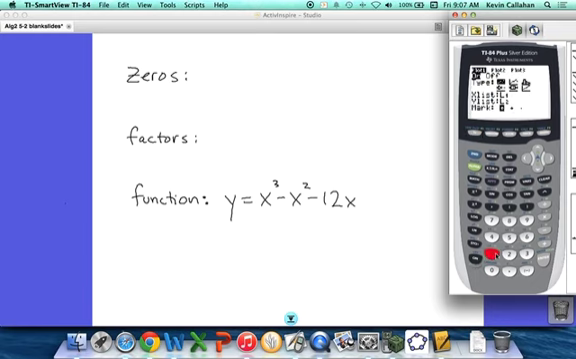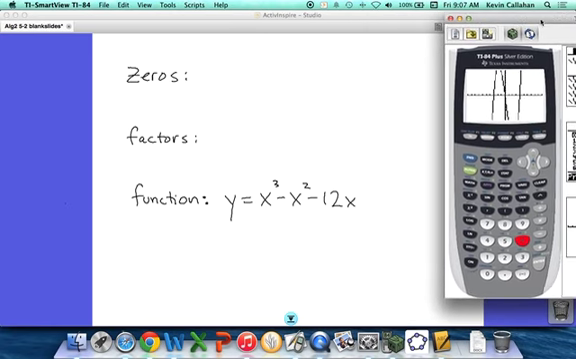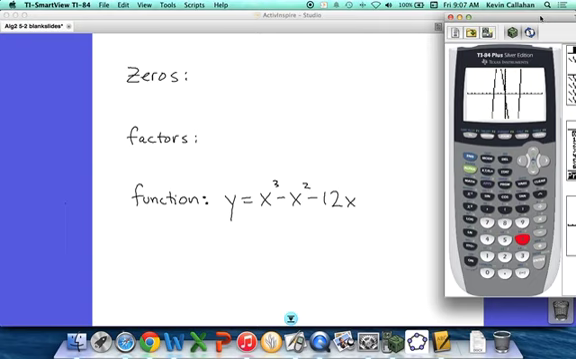You might want to go back to your stat plot and turn off the plotting of points so that you don't have to look at the points. I think I'll just leave it like that. I think you guys can see that. You should get a graph that looks something like that. So what are the zeros? Yeah, it looks like negative 3, 0, and 4 from the graph.